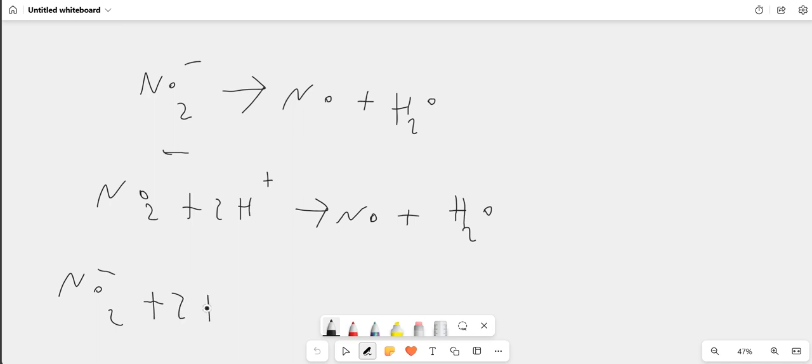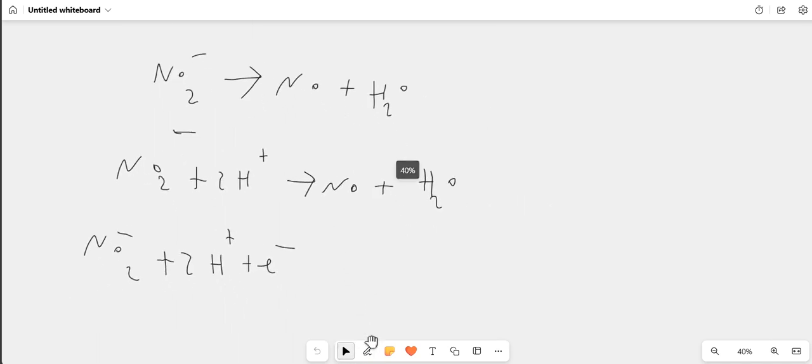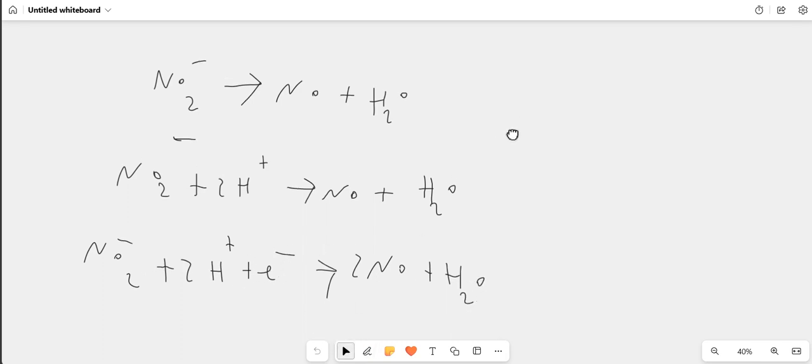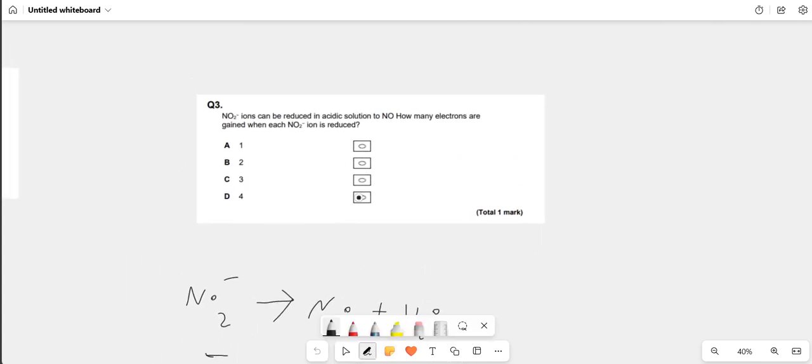So negative H plus and then plus e minus. That's going to give 2NO plus H2O. So overall, how many electrons did the NO2 gain? It gained one electron. So therefore, I can say here it gained one electron. So A. Easy pattern. Let's go.